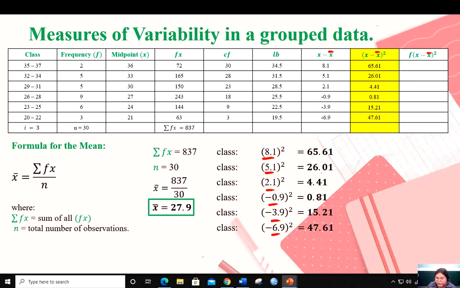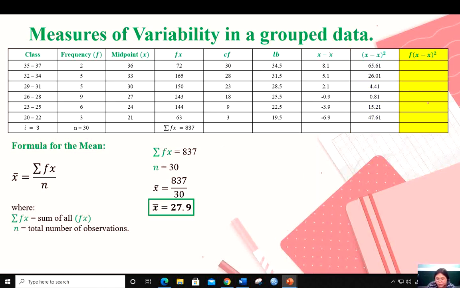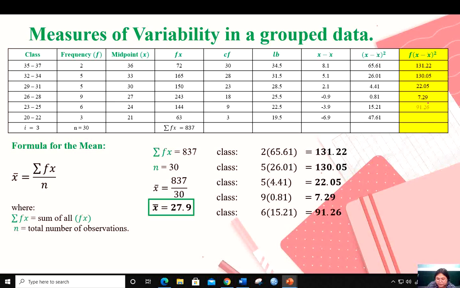Okay po? So after nyan, yung pinaka-last column natin is you're going to multiply it by the frequency of each classes. Okay? Tingnan nga natin. Yan. So yung 65.61, 26, up to 47.61, ito yan sila. Ito si x minus the mean quantity squared. Yung 2, 5, 5, 9, 6, 3, ayan yung ating frequency. Ito yan. Okay po? So kinuha natin yung product. Ayan yung nakikita nyo siya naka-highlight. Then we're going to get the summation of that. So we have 524.7.